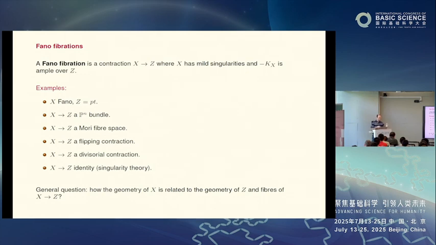Here I give you, again, a list of elementary and non-elementary examples. If you take any global Fano variety and take Z to be a point, then you have one of these Fano fibrations. So this includes all the usual Fano varieties. But also take any P^n bundle over an algebraic variety Z. Then this is automatically a Fano fibration.